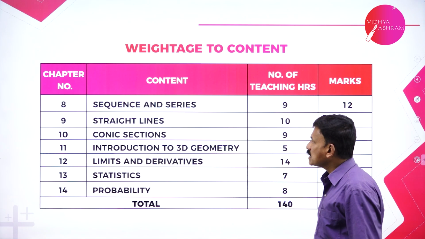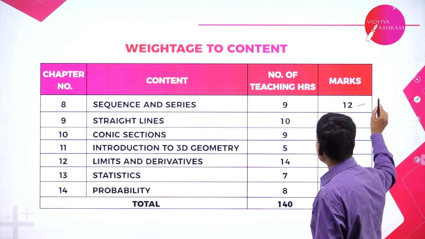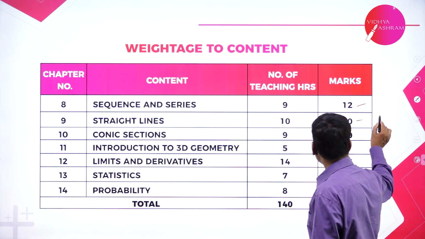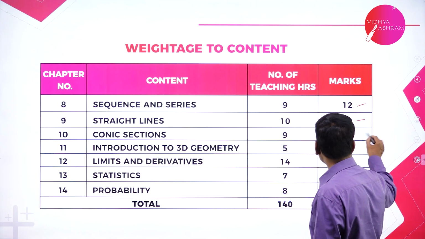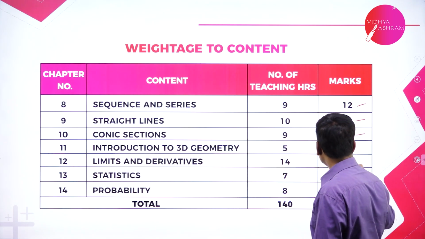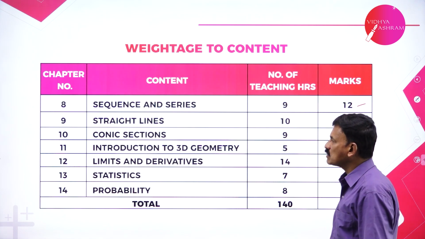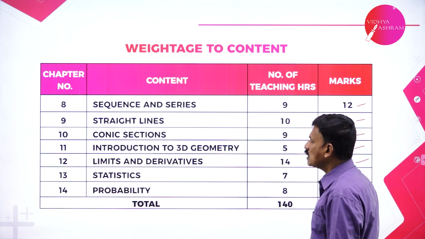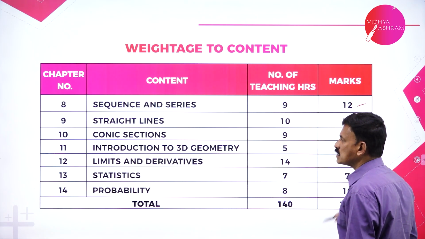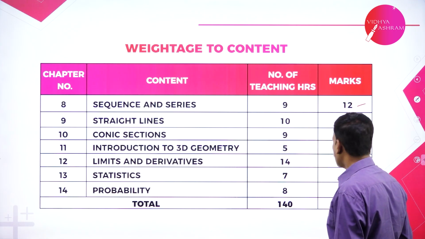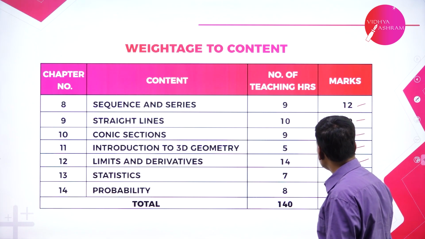Now sequence and series, it is 12 marks, straight lines 10 marks, and conic sections 10 marks. Again, introduction to 3D geometry 7 marks, and very important is limits and derivatives, that is 15 marks. And statistics is 7 marks, and the last chapter, probability, is 10 marks.